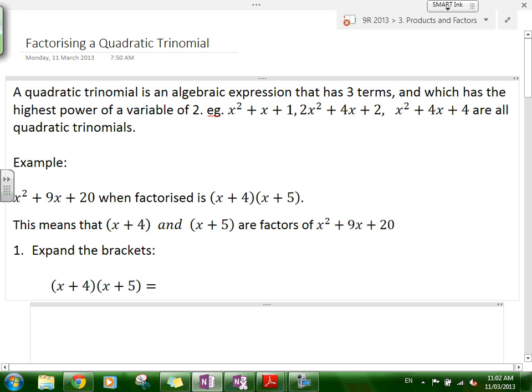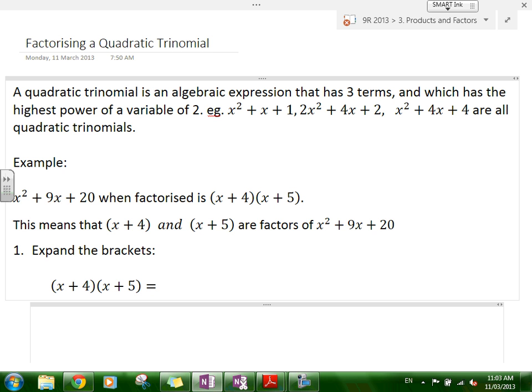Talk about, like I said, factorizing quadratic trinomials. That's a fancy way of saying an algebraic expression with 3 terms, and the highest power is the x squared term. The variable doesn't have to be x; it has a highest power of 2, squared. That's a quadratic trinomial. So x squared plus x plus 1. That's a quadratic trinomial. The highest power is x squared, and there are 3 terms.